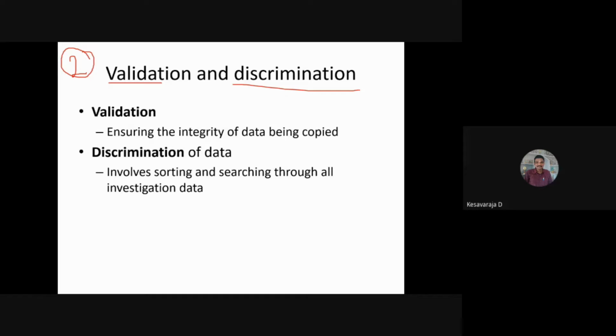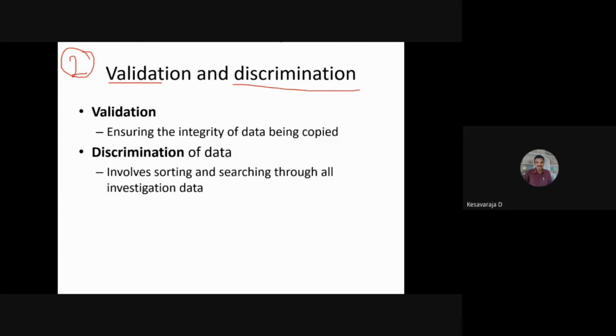Validation means ensuring the integrity of the data being copied, with the help of a hash function, either MD5, CRC check or any other hash function. Discrimination of data means performing keyword searching or sorting the data into a particular order, and then you can start the investigation.